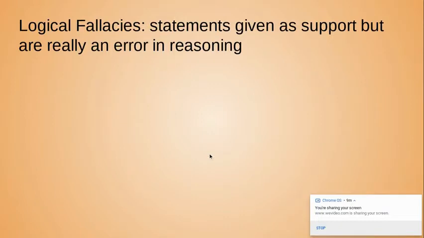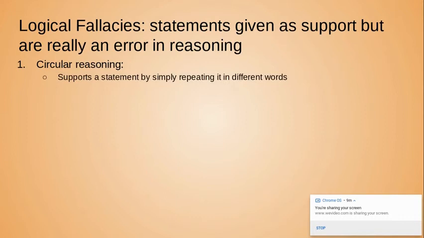All right, so let's talk about fallacies, because it's going to be really important that you do not fall into these fallacies as you are creating an argument. Again, this should be a review. We've talked about this already in class. Here we go. Let's talk about circular reasoning. So, circular reasoning is when you support a statement by simply repeating it in different words. So you're saying the same thing, you're just using different words to say it.